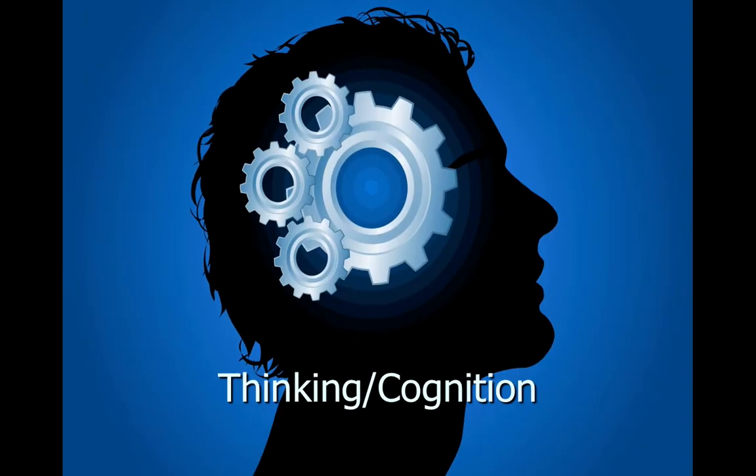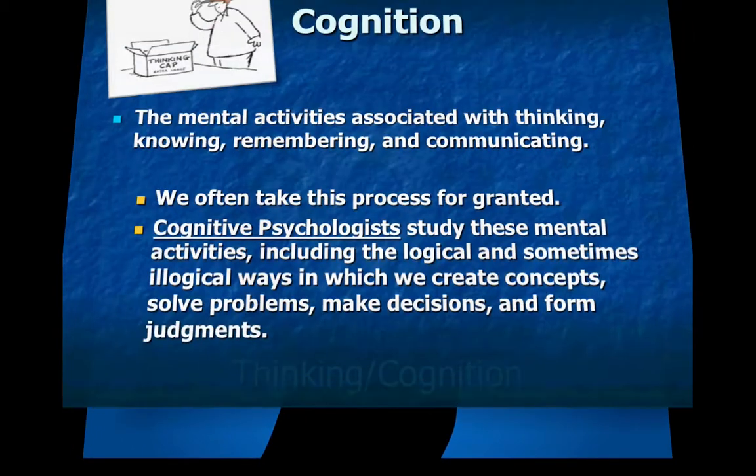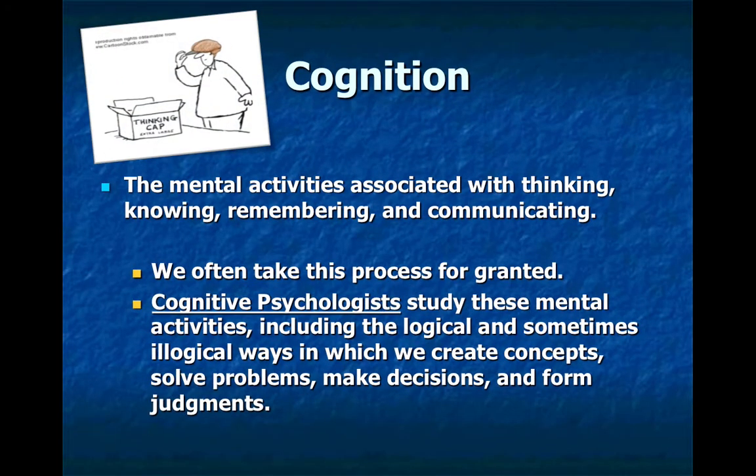All right, so chapter 10, Thinking and Cognition. This is really the first chapter entirely devoted to the cognitive perspective, when we really take a look at all the things involved with thinking and processing of information. Cognition is defined as the mental activities associated with thinking, knowing, remembering, and communicating.